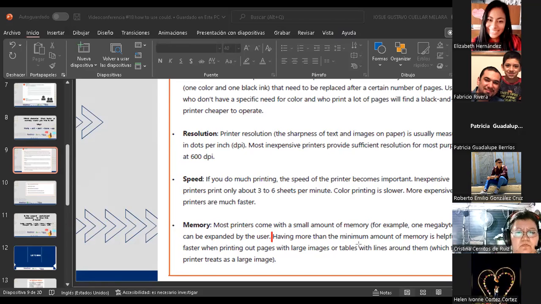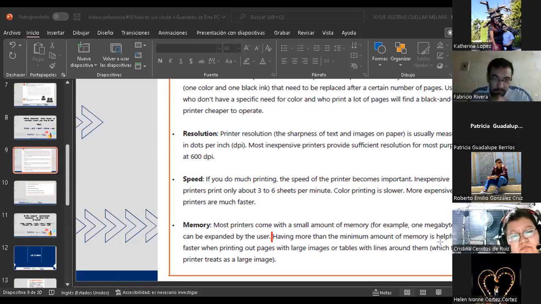Having more than the minimum amount of memory is helpful and faster when printing out pages with large images or tables with lines around them, which the printer treats as a large image. Thank you. Image. Yes, really nice.